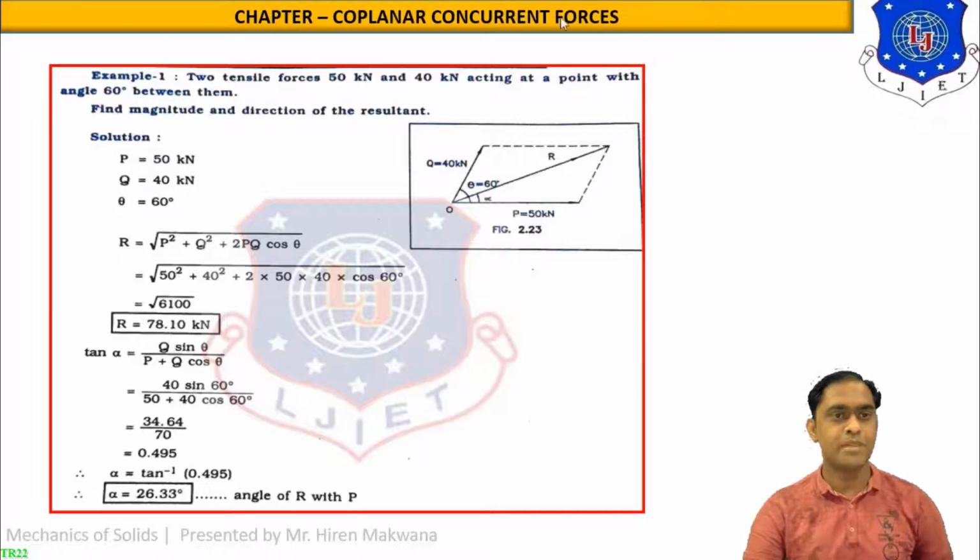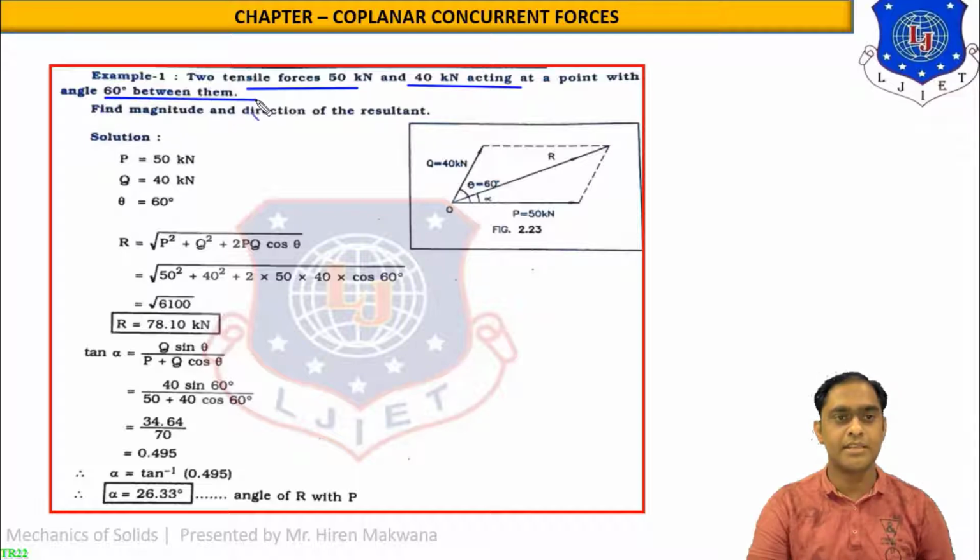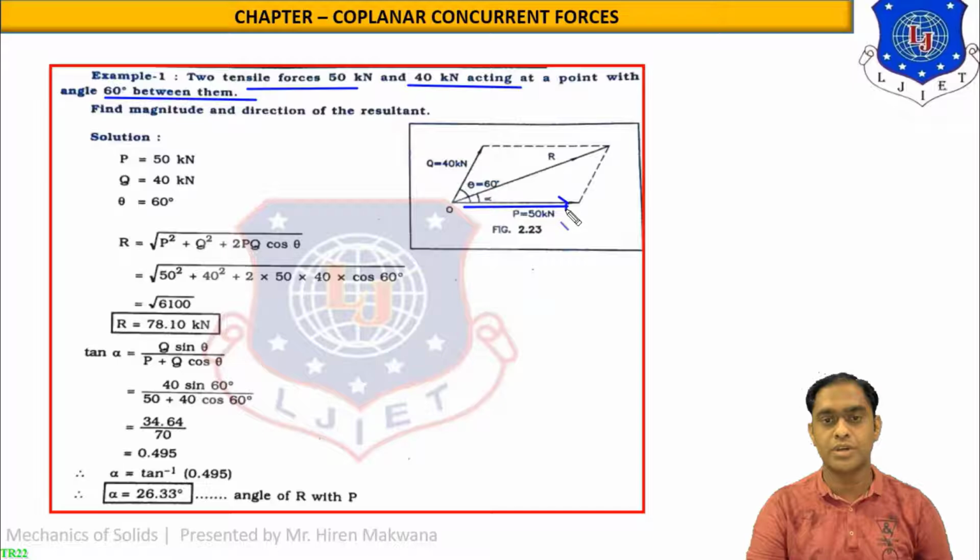Let us see example number 1. What is given in the data? There are two tensile forces, 50 kN and 40 kN, acting at a point with angle 60 degree between them. So you can see in the figure that there are two tensile forces applied at point O. First one is P, which is 50 kN horizontal, and second one is Q, which is inclined 40 kN. Angle between these two forces is 60 degree as shown in figure. Find magnitude and direction of the resultant.